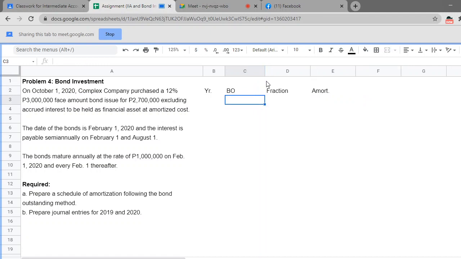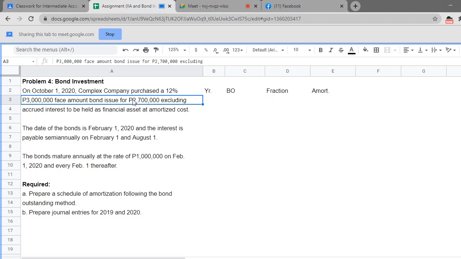On October 1, 2019, we purchased a 3 million face amount. That is our goal. But if you notice, the face amount is 3 million while what we paid is 2.7 million. So is this a discount or a premium? It is like a gain: we paid little, while our goal is 3 million. So this is basically a discount. Amortization of discount. That's 2.7 excluding the accrued interest, to be held as financial asset at amortized cost.